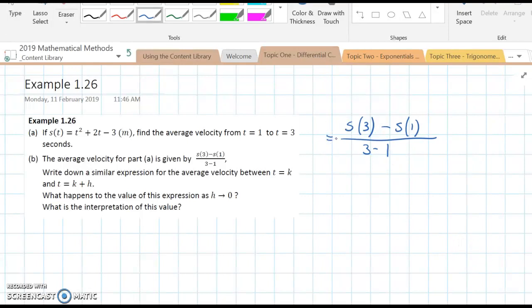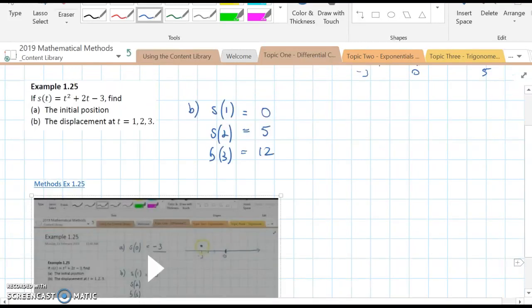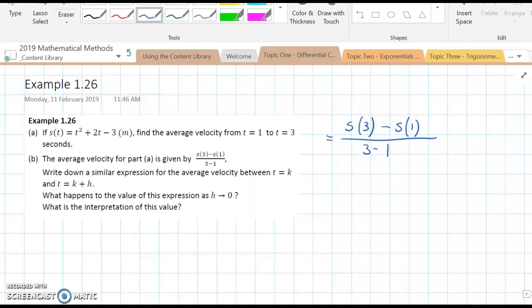So when we're doing that, we can find the results from our previous example. At 3 we were at 12, at 1 we were at 0. So we get 12 take 0 divided by 2. So our average velocity is going to come out to be 6 meters per second. So just using some Year 10 physics concepts.